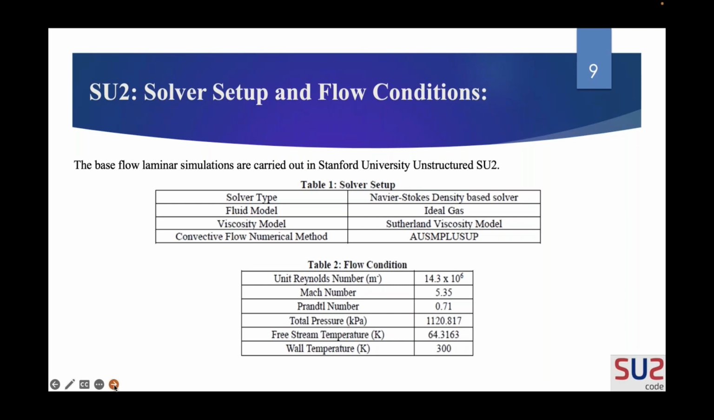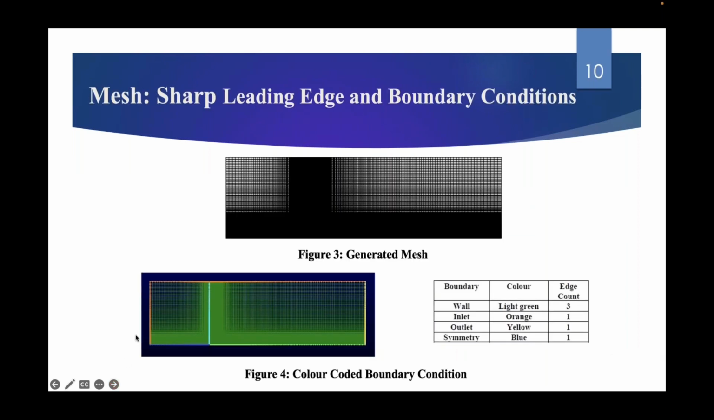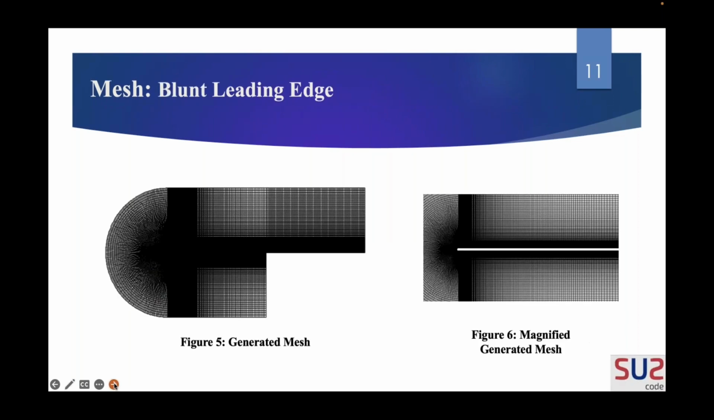So after the flow conditions, I'll move on to the mesh part. This is the mesh for the sharp leading edge, and these are the boundary conditions. This is the inlet, this is the outlet, this is the wall, and this is the symmetry. This is for the sharp leading edge, and for the blunt leading edge, this is the geometry that I've chosen. This is the magnified view of the generated mesh. It consists of about 200,000 grid points.